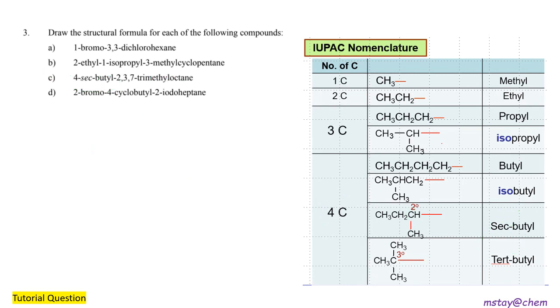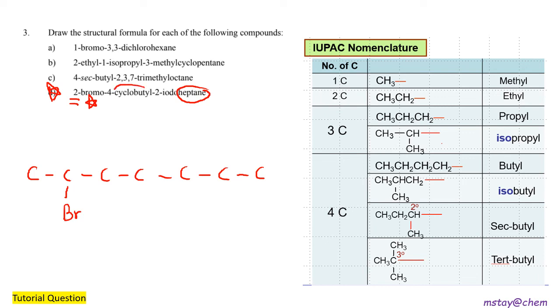Question number D. 2-bromo, 4-cyclobutyl, 2-iodoheptane. So heptane is the parent, so consists of 7 carbon. 1, 2, 3, 4, 5, 6, 7. Bromo at the 2nd carbon. So at the bottom also okay, at the top also no problem.